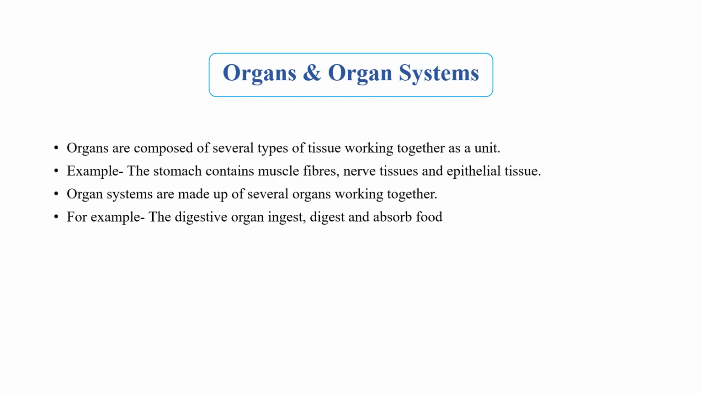Coming to organs and organ systems. Organs are made up of several different types of tissues working together as a unit to perform special functions. For example, the stomach contains muscle fibers, nervous tissue and epithelial tissue. And a system is made up of several organs working together in a coordinated manner to perform complex functions. For example, the stomach plus other digestive organs including the mouth, esophagus, liver, pancreas, small intestine and colon work together to ingest, digest and absorb our food.